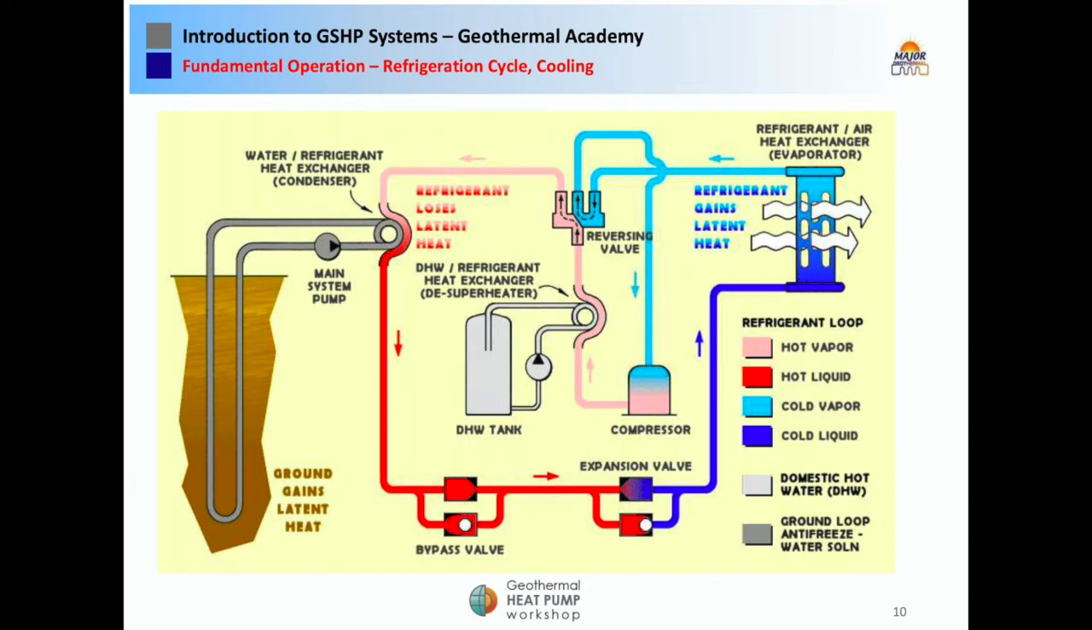At that point, the cold liquid is converted to a cold vapor that is sent to the compressor. The compressor converts the cold vapor to a hot vapor. Once again, please disregard the DHW tank in the illustration, as we have a separate electric hot water heater in our building. The hot vapor then enters the heat exchanger, where it changes to a hot liquid, and the cycle continues.